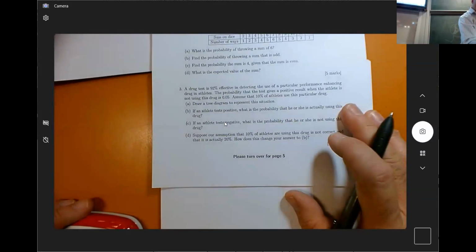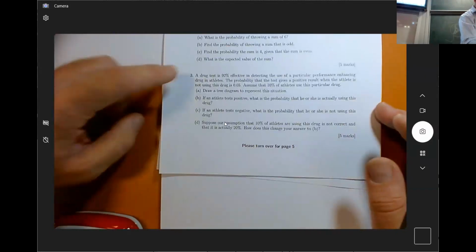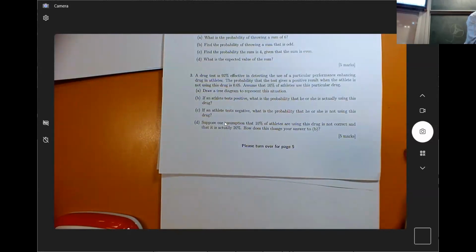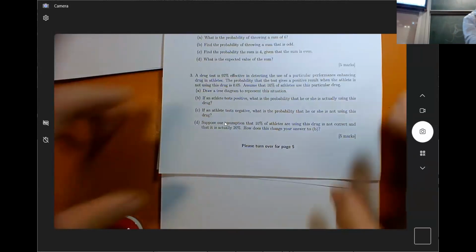A drug is tested. A drug test is 92% effective in detecting the use of a particular performance-enhancing drug in athletes. The probability that the test gives a positive result when an athlete is not using the drug is just 5%. Assume that 10% of athletes are using this particular drug. Draw the tree diagram. So the first thing we're going to do is try and lift the information out of that question. All right.